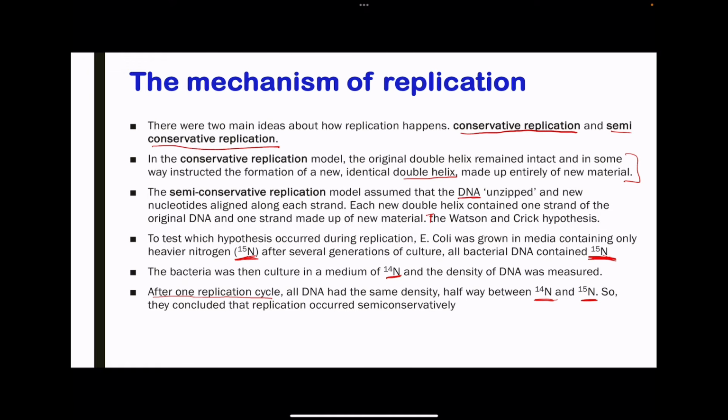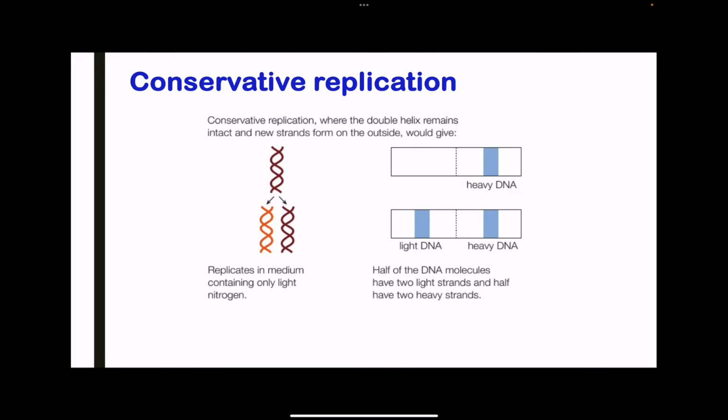So they concluded that replication occurred through the semi-conservative model, where the DNA strand unwinds and unzips, and then nucleotides are going to attach in order for the new double helices to be formed, each containing a strand from the original DNA. So here, this is a demonstration of the two models.